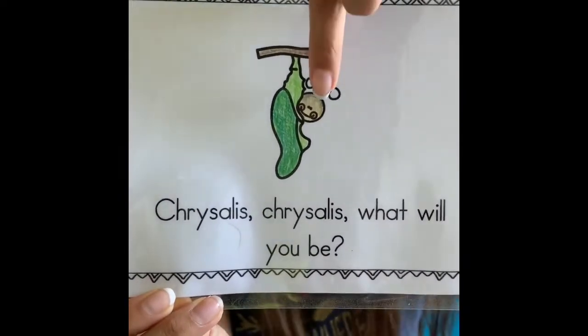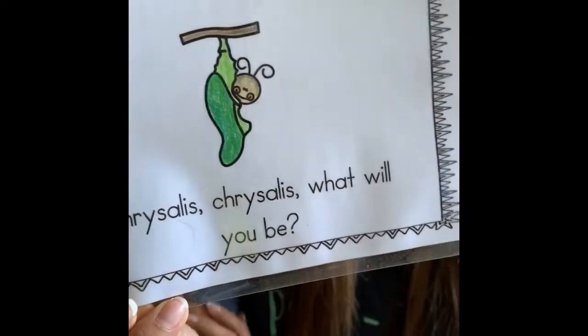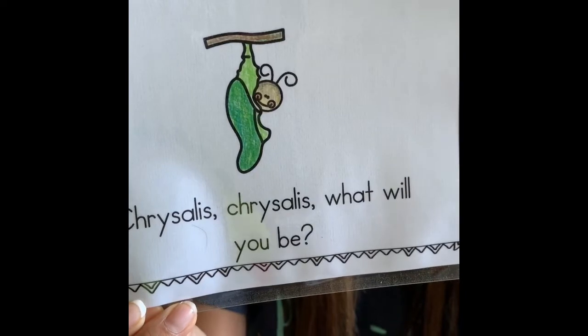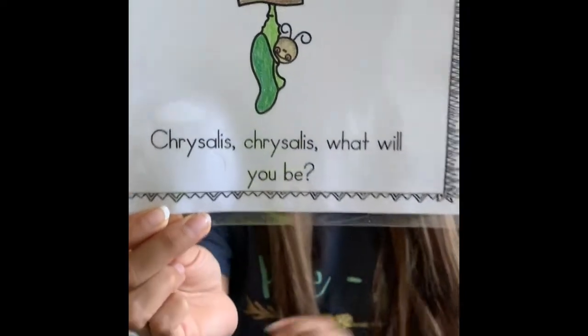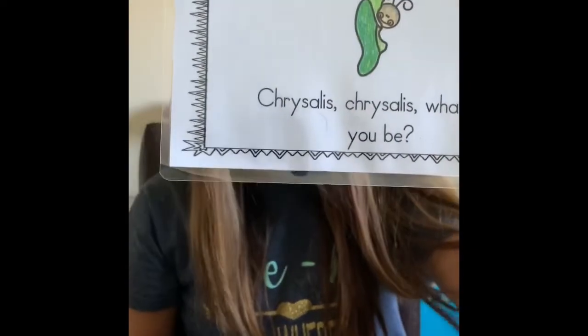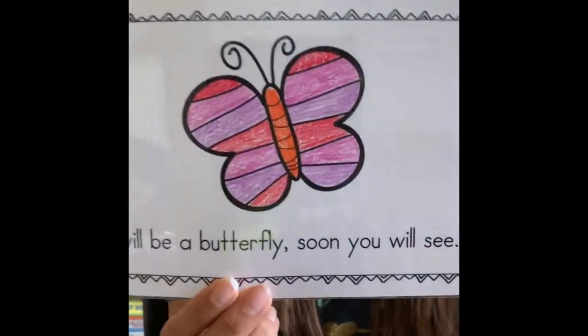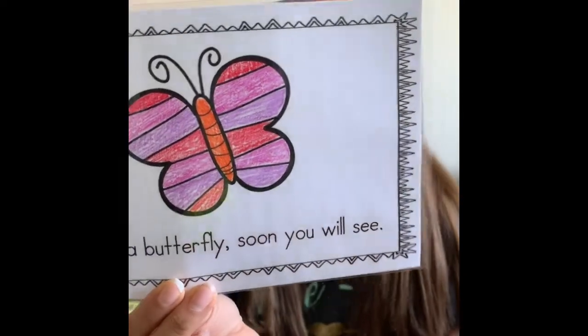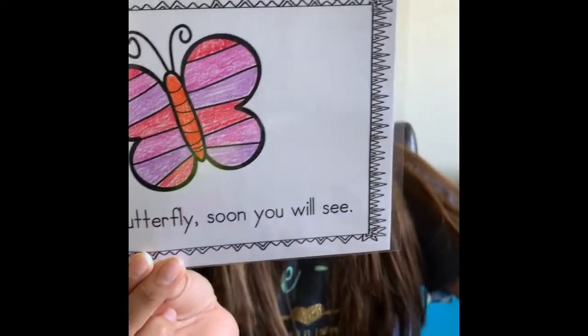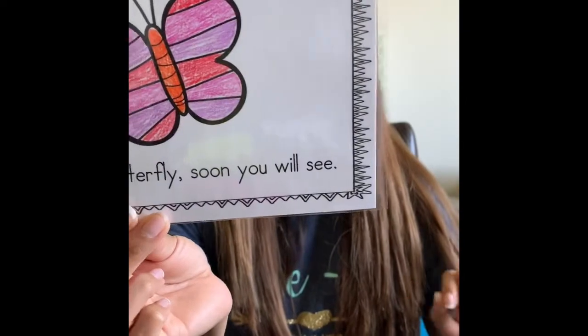You see his little head poking out? So what do you think he's going to turn into? What is he going to transform into? What comes out of this chrysalis? He was an egg, then a caterpillar, and then a pupa inside of the chrysalis. And what does he become? I will be a butterfly. Soon you will see. So in the end, this is what he became.